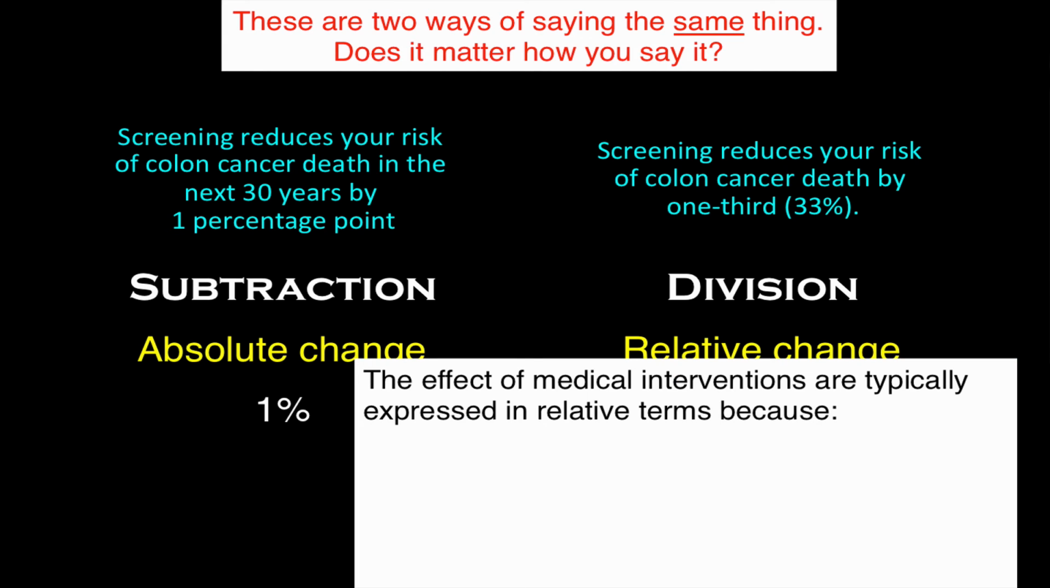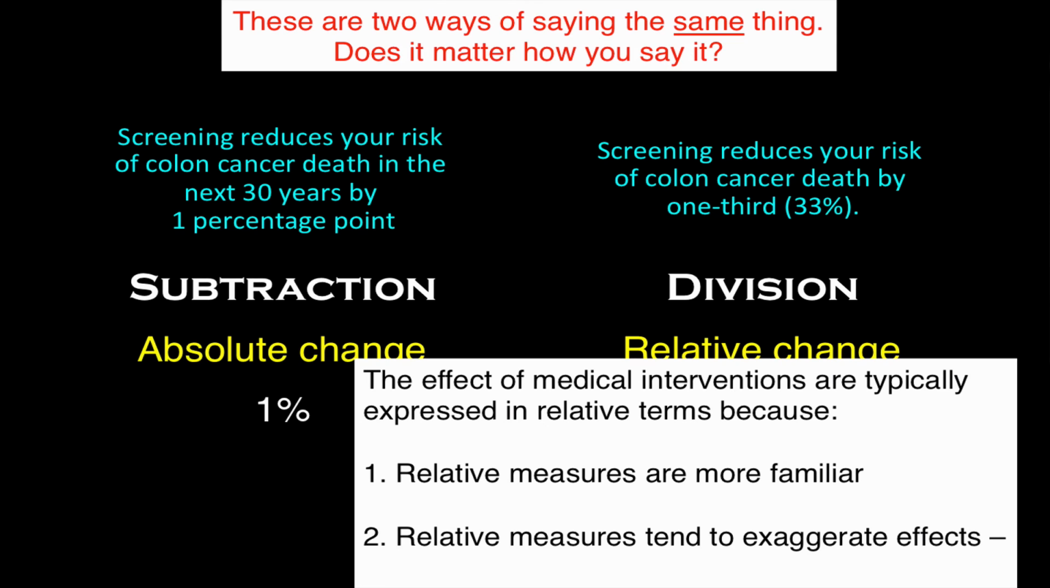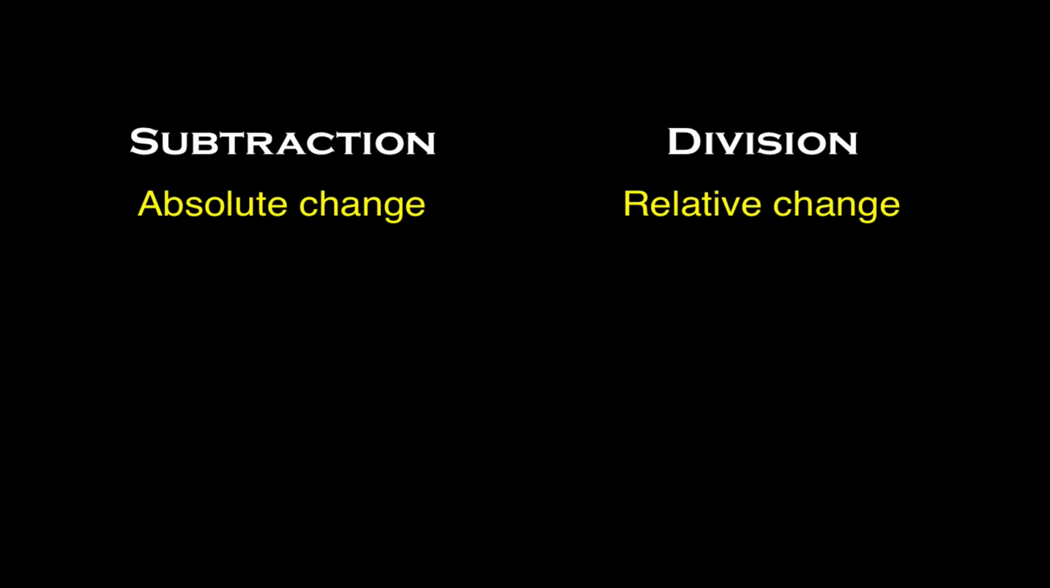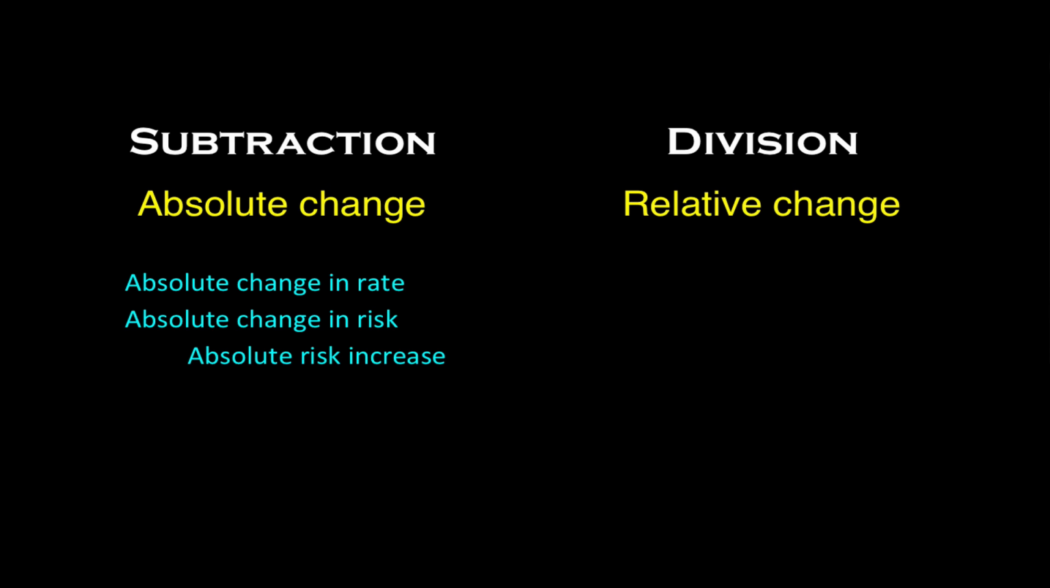The effect of medical interventions are typically expressed in relative terms because, 1, relative measures are more familiar. That's a good reason. The second reason is not so good. Relative measures tend to exaggerate effects, both the perception of risk and the perceptions of benefit. Absolute change and relative change go under a variety of labels. There's an absolute change in rate, there's an absolute change in risk, there's an absolute risk increase, absolute risk reduction, and the relative change may be called a relative rate or a relative risk.